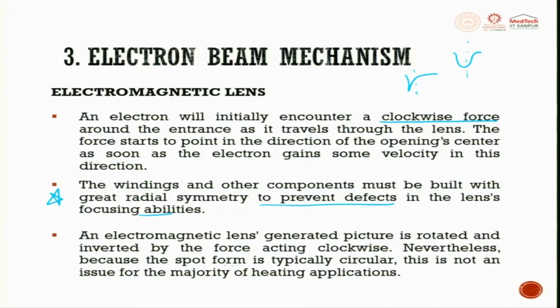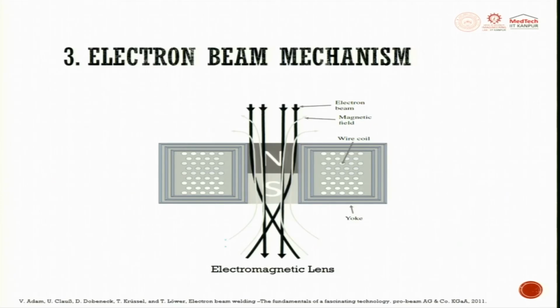Nevertheless, because the spot form is typically circular, this is not an issue in the majority of the heating applications. So, this is how it is. You will have the electron beams which come. This is a north pole, this is a south pole. You have wire coils which are wound. So, these coils will be going around. So, this is the magnetic field, these white lines are the magnetic field.